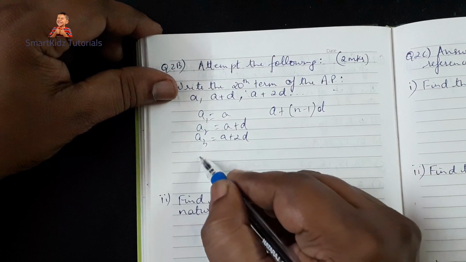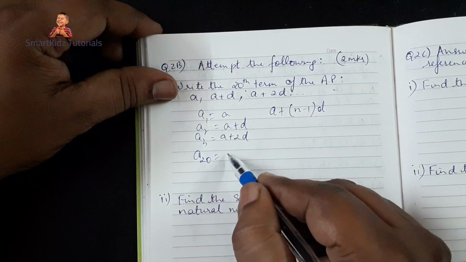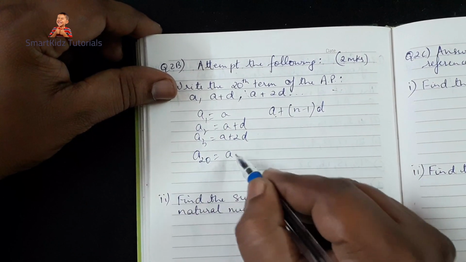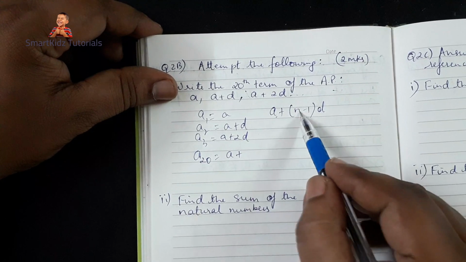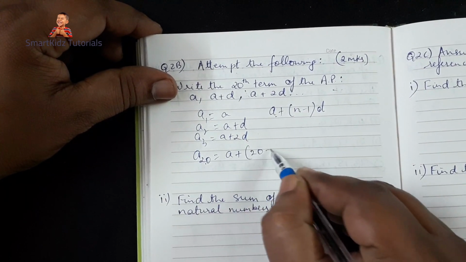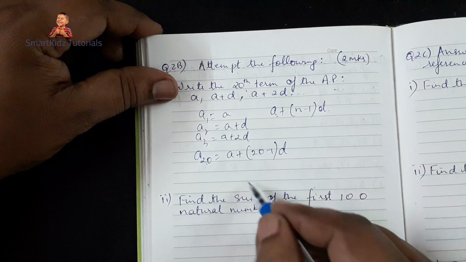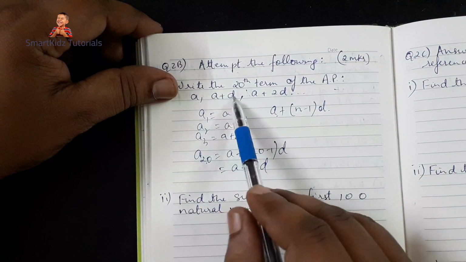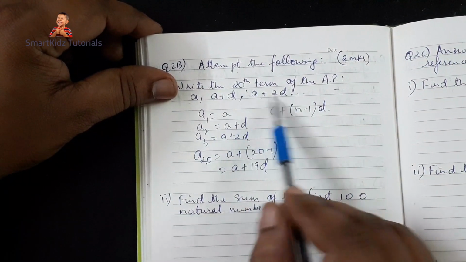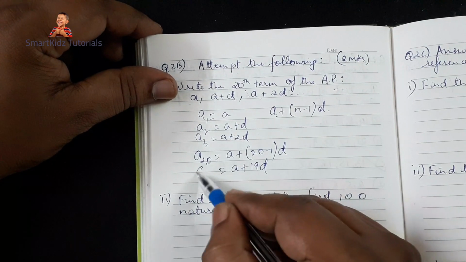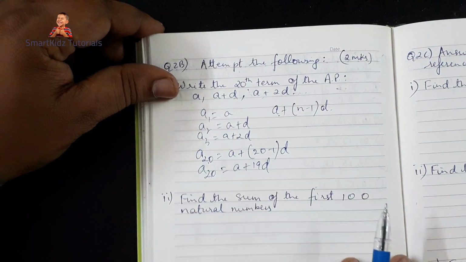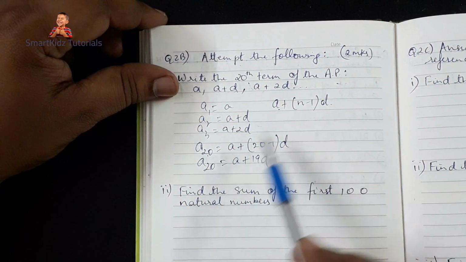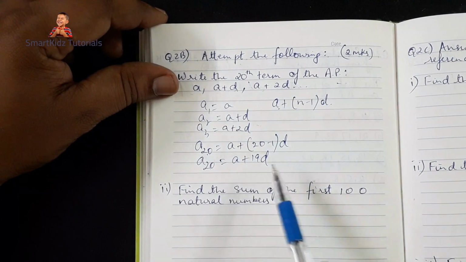So if we take the 20th term a20, the first term is a, right? So a plus, n will be 20, so 20 minus 1 into d. That will be a plus 19d, because the common difference between the two is d. So that is our answer. The 20th term a20 is equal to a plus 19d. For those who know it directly, there is no need to do all this. Straight away you can write a20 equal to a plus 19d.